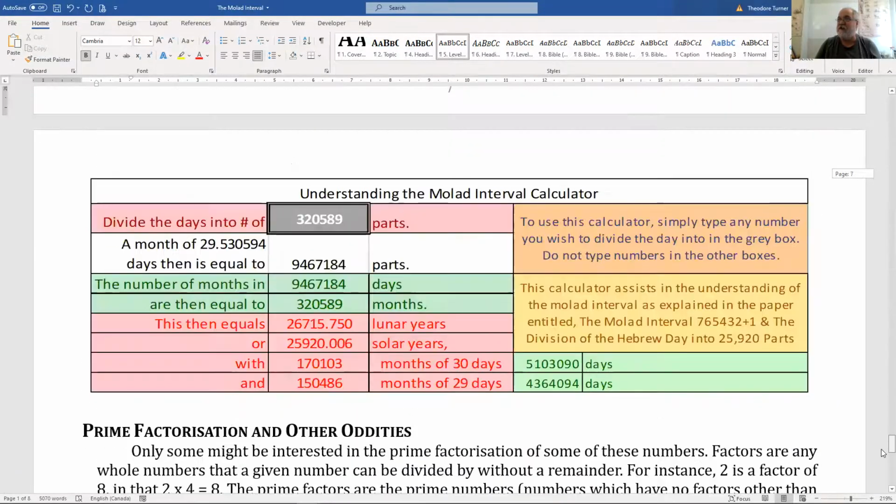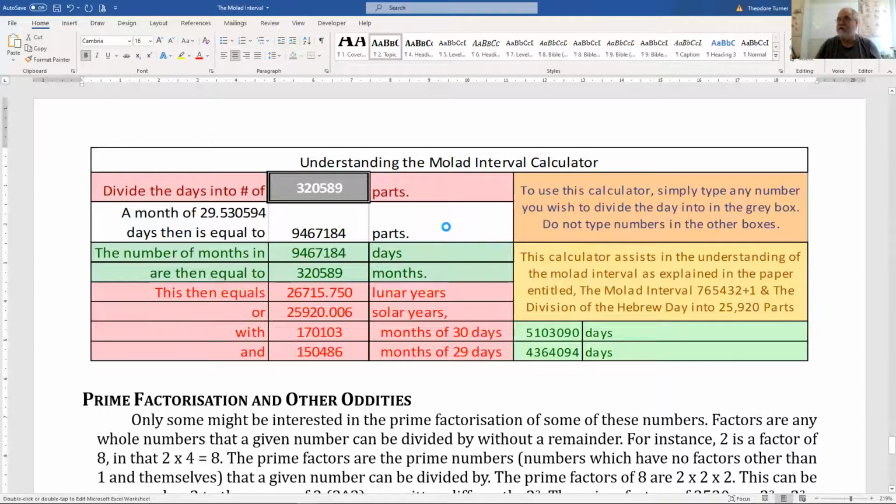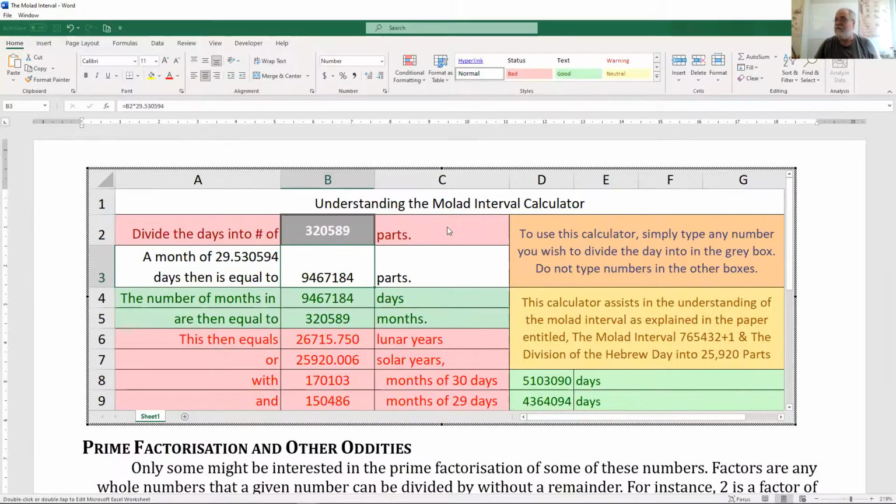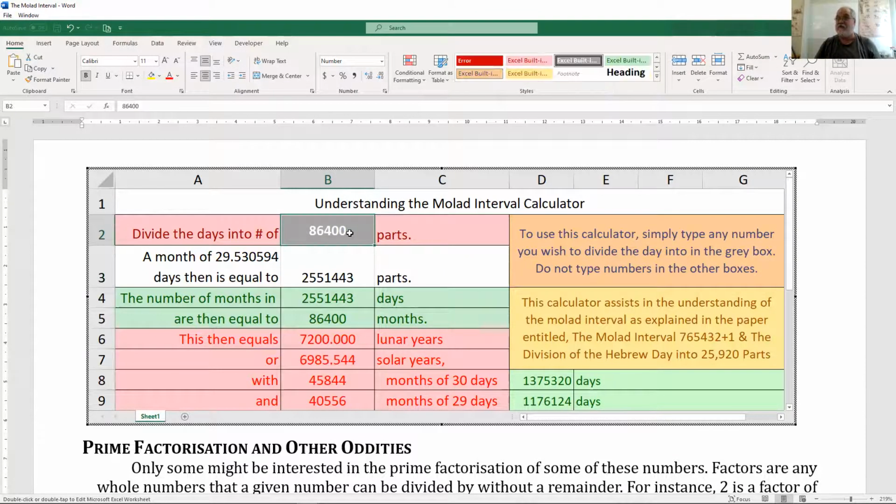So just to explain a little bit, I'm going to go to this Molad calculator, and we're going to come back to this. But if I divided the day into 86,400 seconds, which is how we divide the day, we would then have to express the month, which is 29.53094 days, as 2,551,443 seconds. Since this number represents seconds, that's how many seconds a month is. That's how long it is.